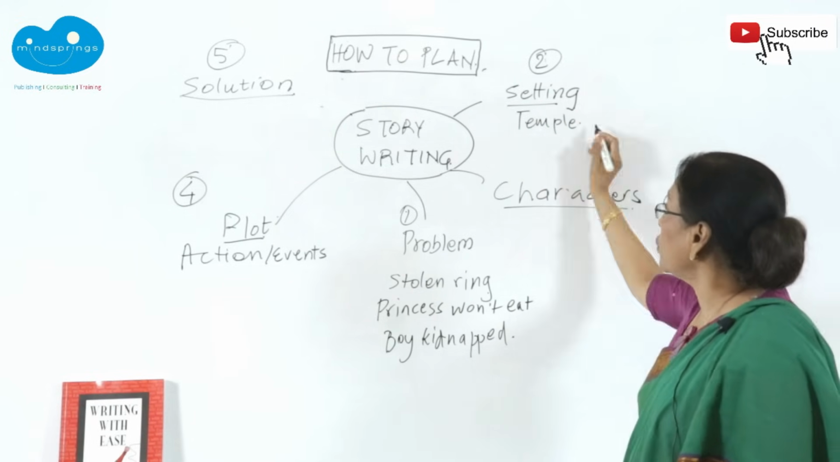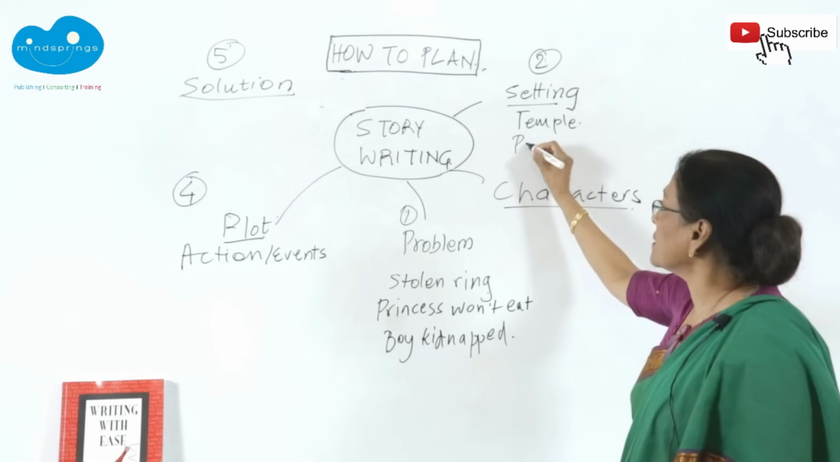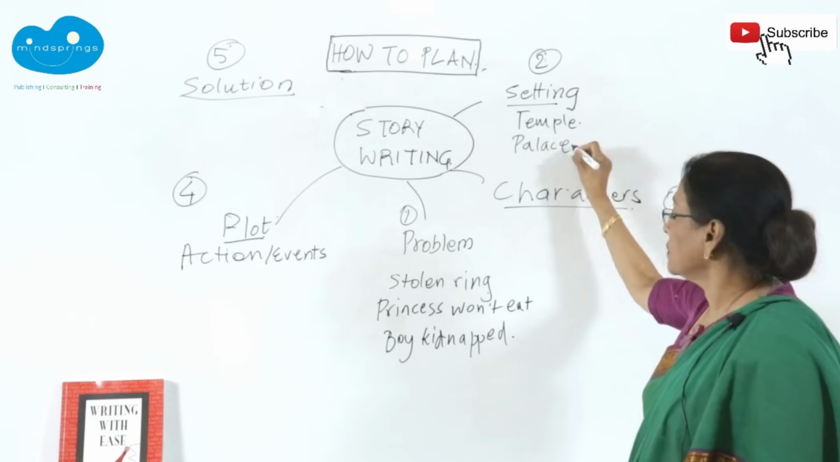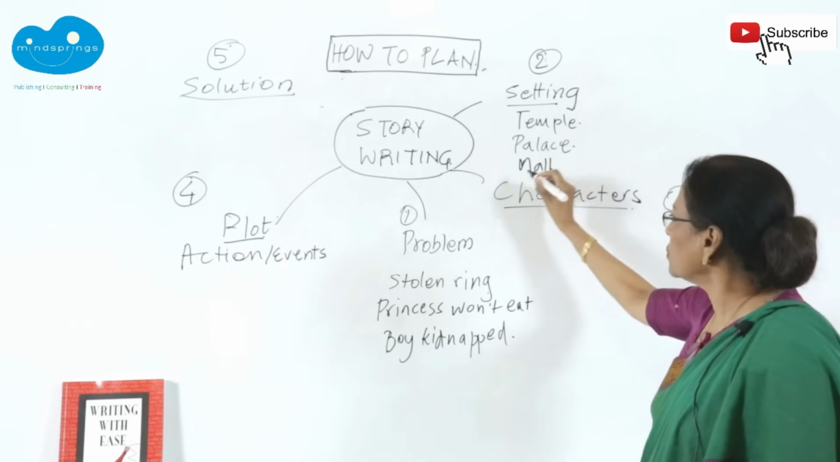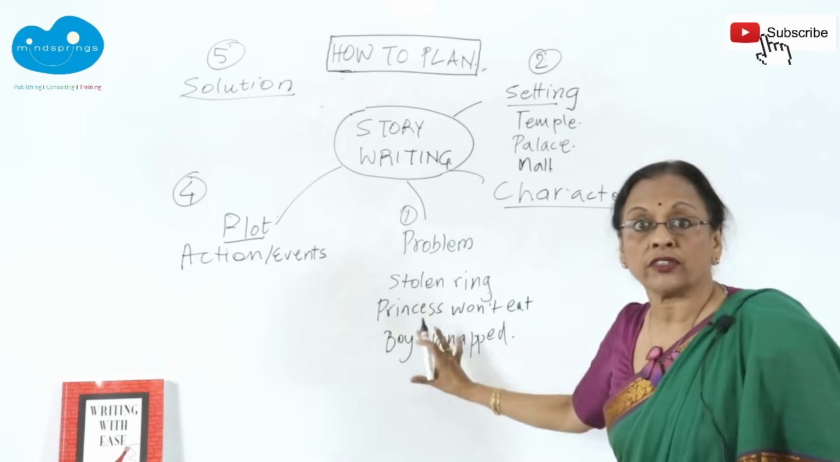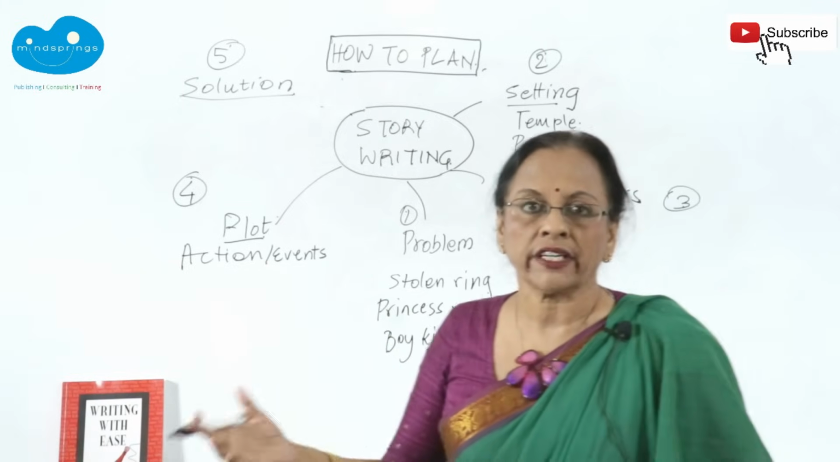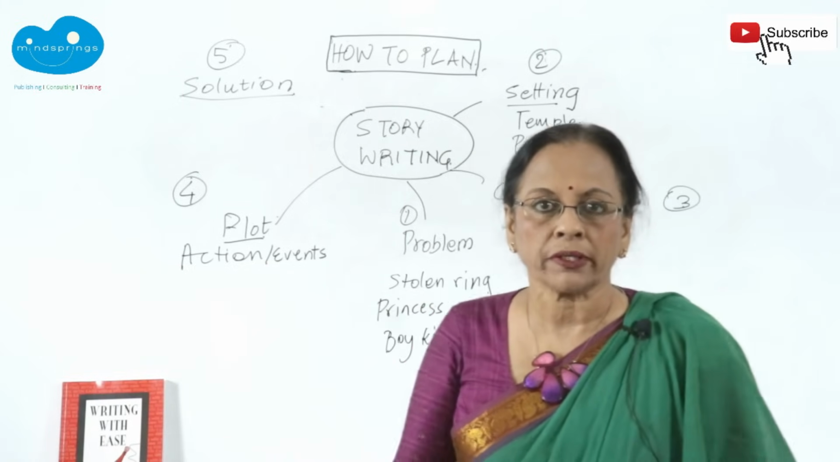Maybe the princess won't eat and she is in a palace. And the boy was kidnapped from a mall. So I am not saying all of this happens in the same story. They are all 3 different stories. I am just giving you an example.